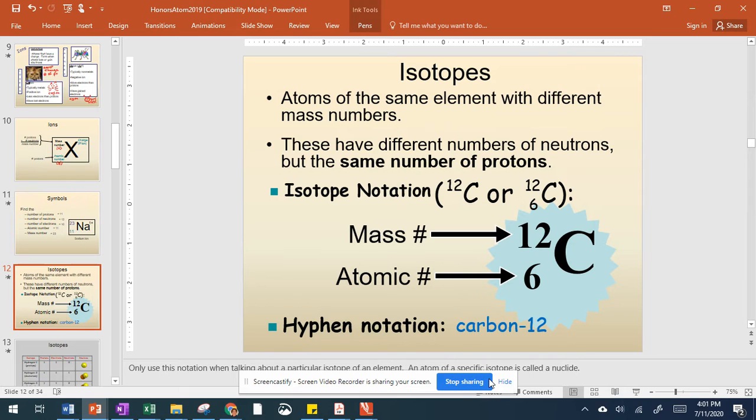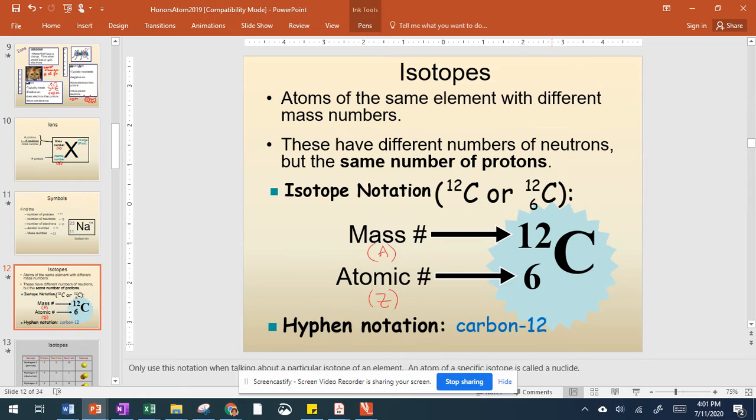So here we have carbon. Carbon has several different isotopes, so we can see it with or without the atomic number. That's both isotope notation. So mass number A is on the top, and the atomic number Z is on the bottom. So remember, this is A, and this is Z. We also have the hyphen notation. So hyphen notation just lists the mass number following the name of the element.